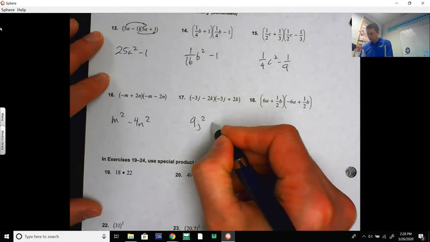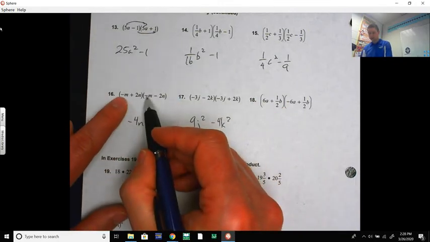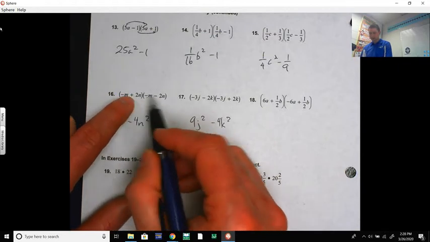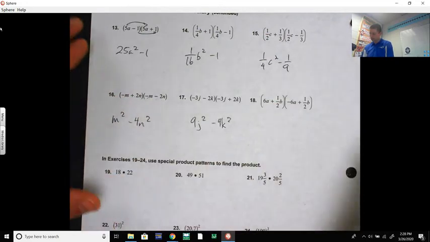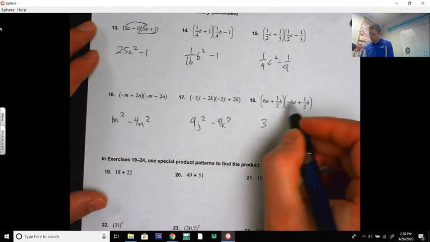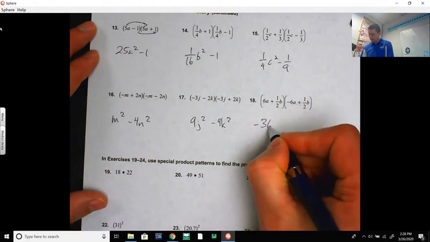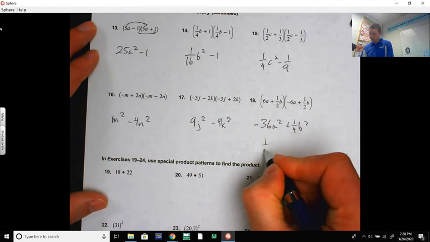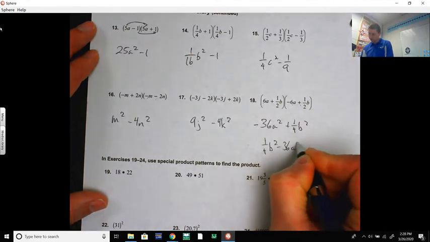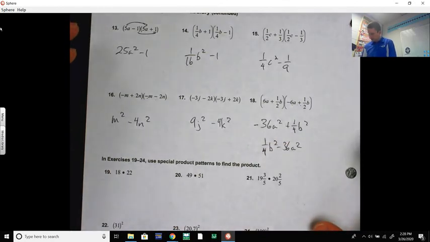9j squared minus 4k squared. So you notice how the front ones have negative signs, but the important part is that's a plus, that's a minus. Those have to be different right there. If it's a negative and negative, that's okay. Oh, see this one? Those are both pluses, but that's a plus and that's a minus. So that'd be negative 36a squared plus 1/4 b squared. Or you can write it 1/4 b squared minus 36a squared. Okay, and that is all I put on the assignment.